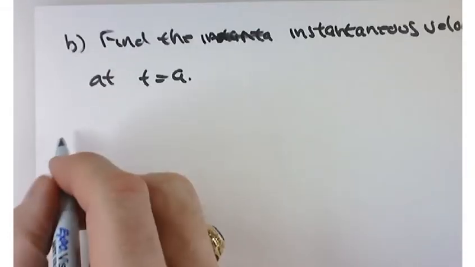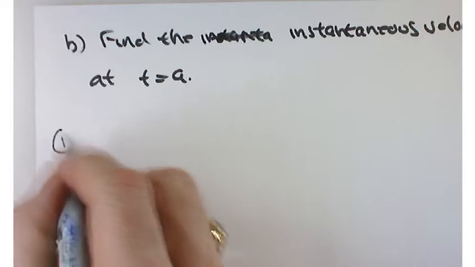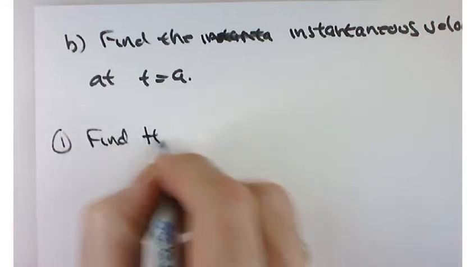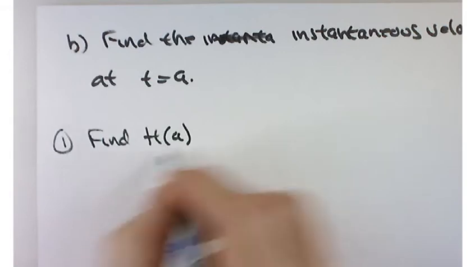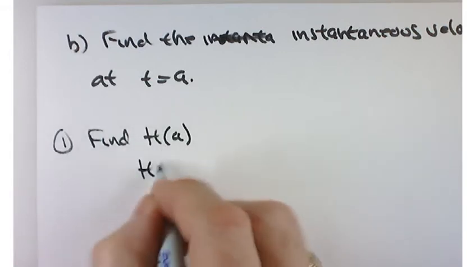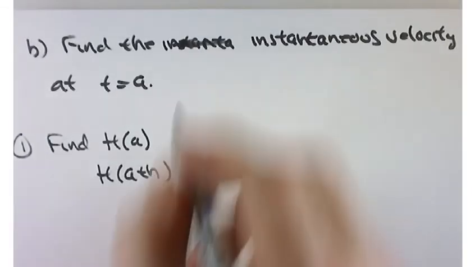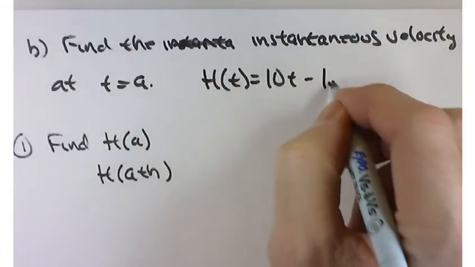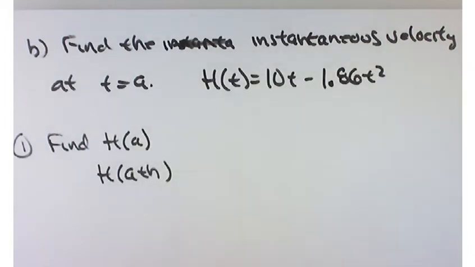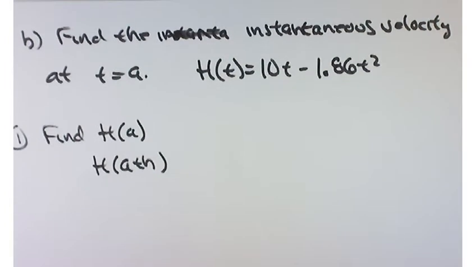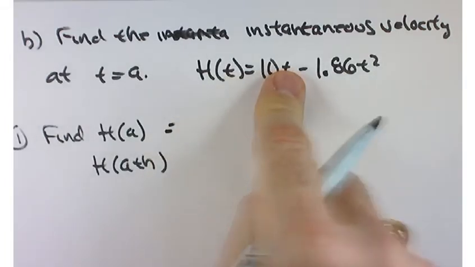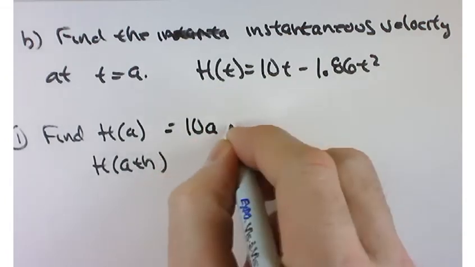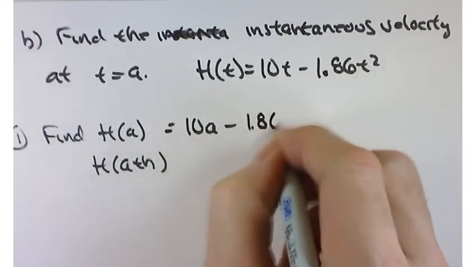The first one is to find h of a and h of a plus h. So I want to find both of these. And just to remind you, the function itself is h of t equals 10t minus 1.86 t squared. So h of a is the easy part. The easy part is just saying, okay, well, I'll put in an a wherever I see a t. So that's 10a minus 1.86 a squared.